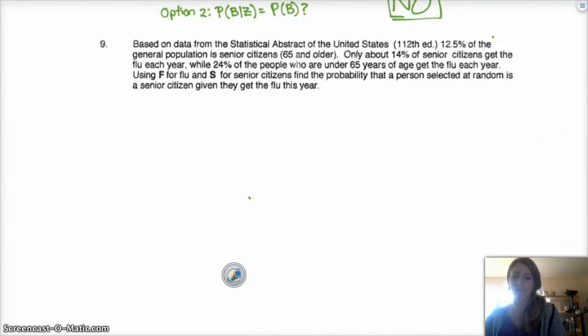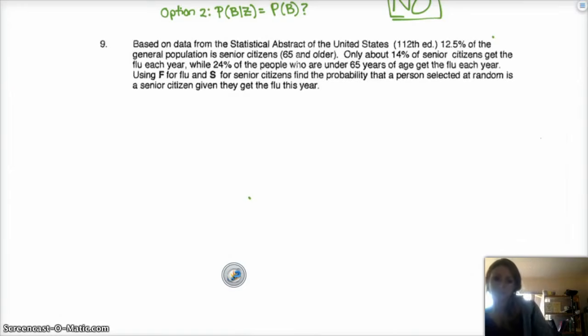All right, last problem. Based on data from the United States, 12.5% of the general population are senior citizens. Only about 14% of the senior citizens get the flu each year, while 24% of the people who are under 65 years of age get the flu each year. Using F for flu, S for senior citizens, find the probability that a person selected at random is a senior citizen, given that they have the flu this year.